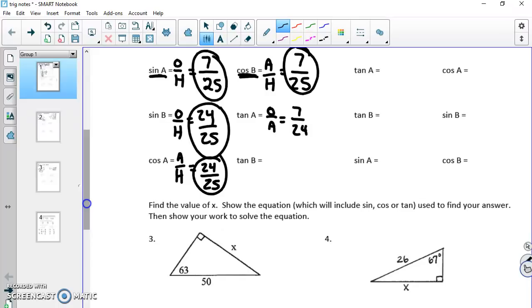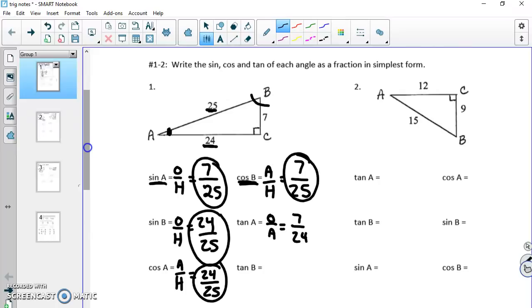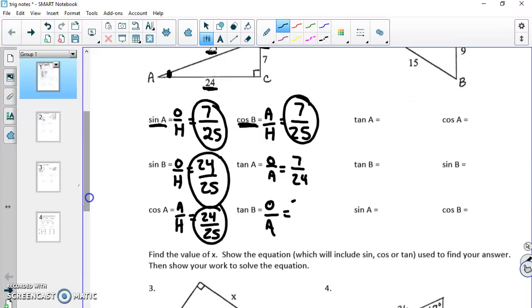And then tangent of B, it's the last one there. So go up to angle B. Tangent is opposite over adjacent. So we want the opposite side from angle B. That would be 24 divided by the adjacent side, which is 7. So the tangent of B is 24 over 7. And that is the last one that we have for the first triangle. Okay, good.